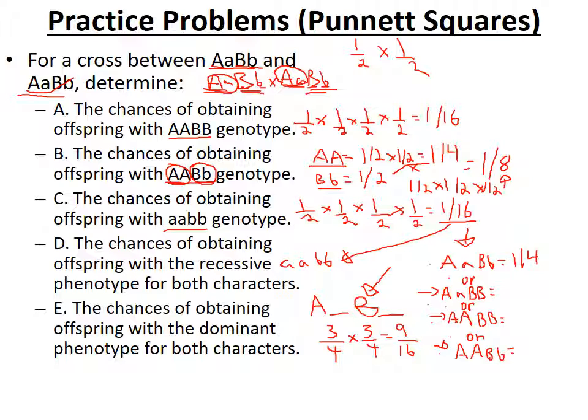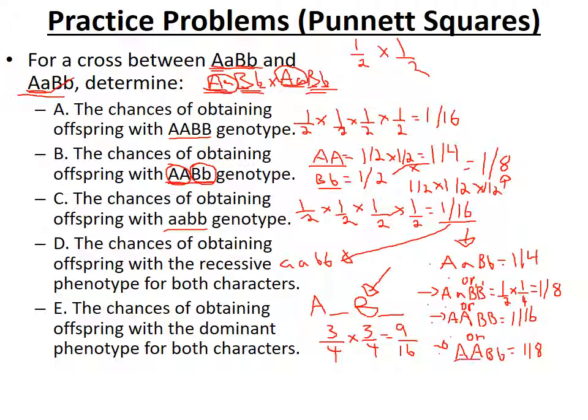Big A, big B. Well, to get the big A, that's half a chance because that's a heterozygous cross there. And then to get the big B, that's half a chance, so half a chance for big A times half, because you have half a chance of getting the big B from mom and dad, so that's 1/4, and that would be 1/8. And then to get big A, big B, we already figured out that was 1/16. And to get big A, big B, little b, that would be 1/4 times half, which is 1/8.